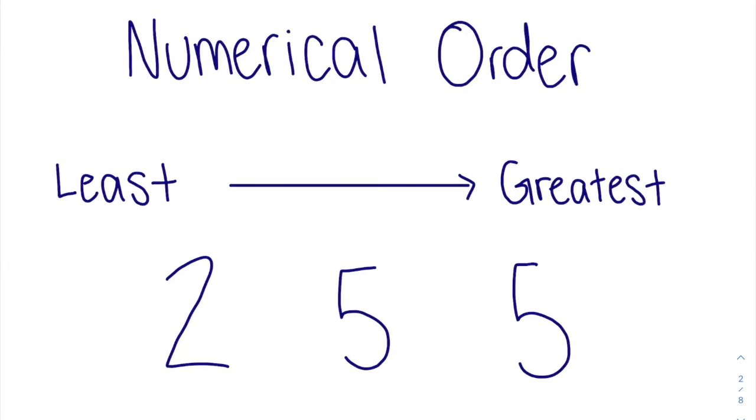The first thing we need to do is put these numbers in numerical order from least to greatest. In this case, it's going to be 2, 5, and then 5 again. Now we can start analyzing these numbers.